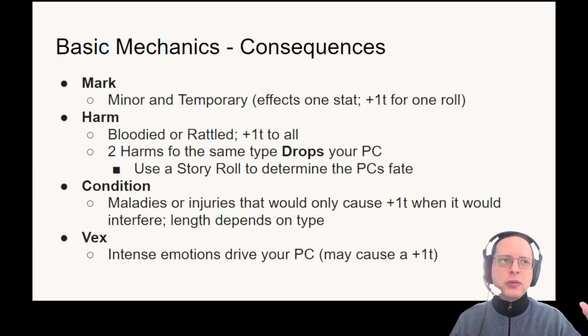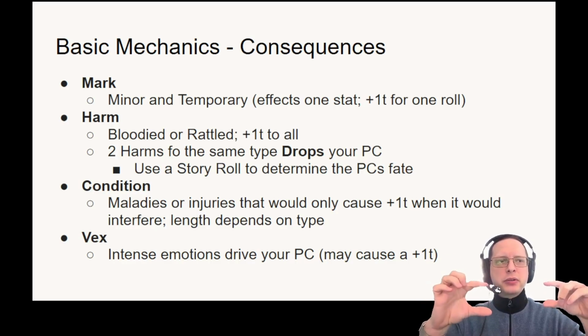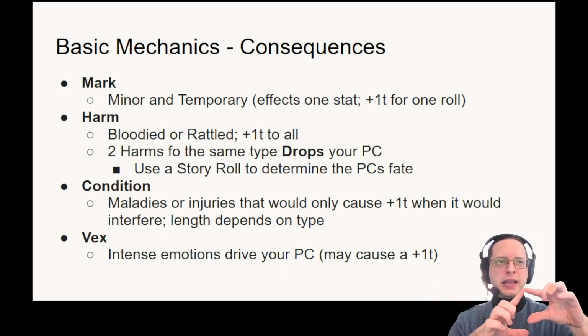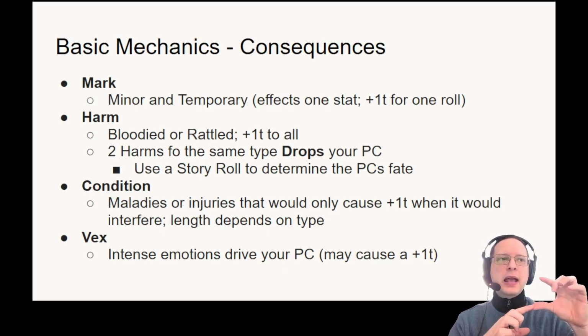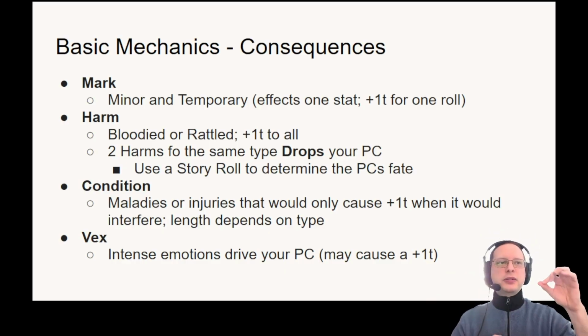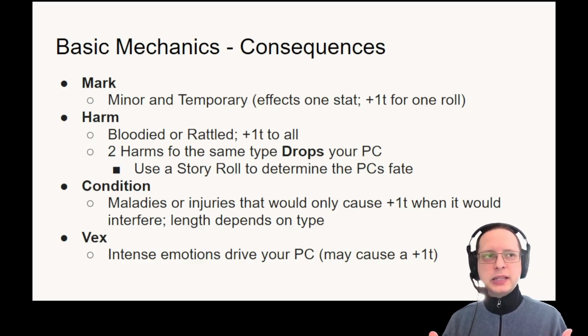If you have one mark on a stat, then, the stats are in pairs, where you have two physical stats and two mental stats. If I already have a mark on one of my mental stats and I get another mark, then I would just get it on my other mental stat. And then if both of the mental stats already have marks and I get a third mark, then that turns into a harm.